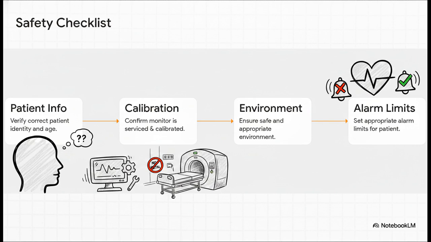Second, confirm that the machine itself has been recently serviced and calibrated. Third, ensure your environment is appropriate. For instance, do you know for sure if your equipment is safe for an MRI suite? And finally, make sure your alarm limits are specifically set for the patient on the table. To direct your treatments properly, you absolutely have to know that what's being measured is actually accurate.